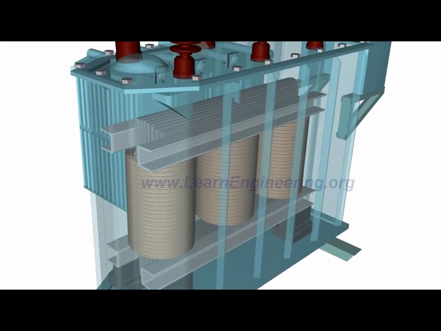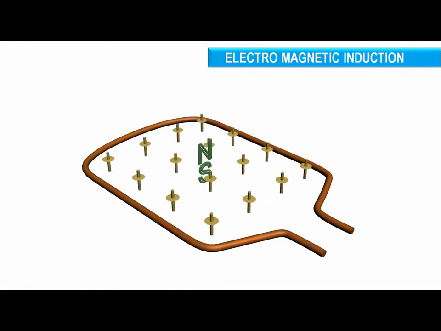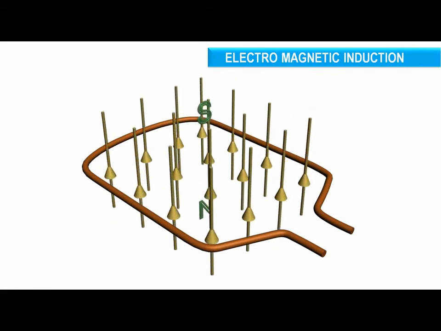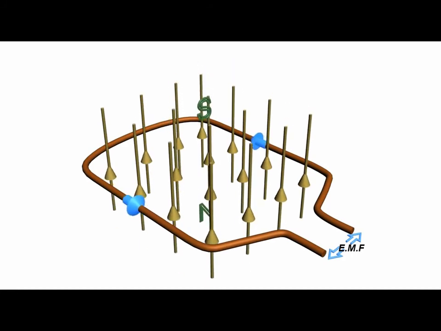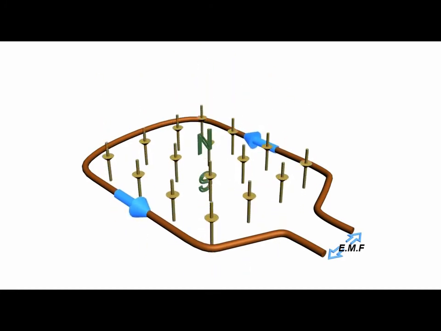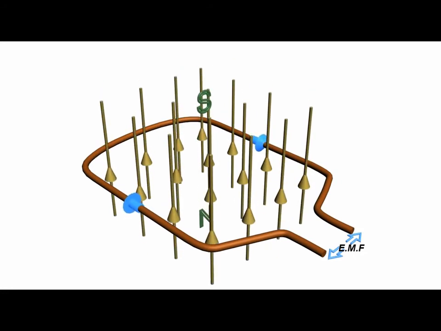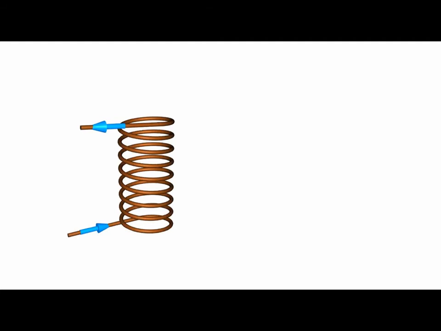The basic working principle of a transformer is simple: electromagnetic induction. According to this principle, a varying magnetic flux associated with a loop will induce an electromotive force across it. Such a fluctuating magnetic field can easily be produced by a coil and an alternating EMF system.